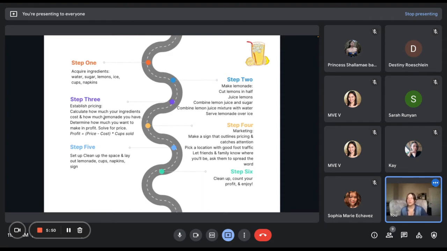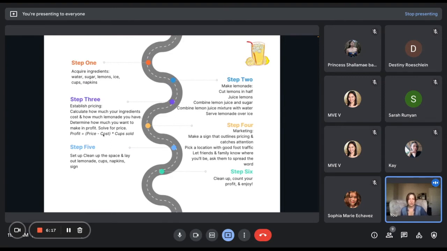If I don't do step 3, if I don't figure out how much to charge for this, what am I supposed to put on my sign? Or what am I supposed to tell people as they're coming up? Maybe somebody wants to barter with me. If I don't know how much it costs, and let's say it cost me 50 cents and I'm selling them for $1, and somebody says, oh, would you take 50 cents? Well, the answer is no, because that's how much it cost me to make this lemonade.